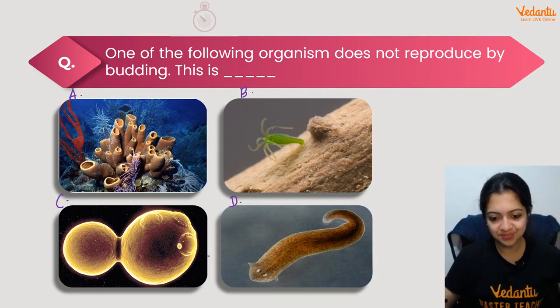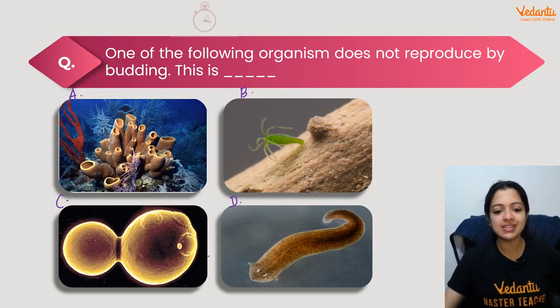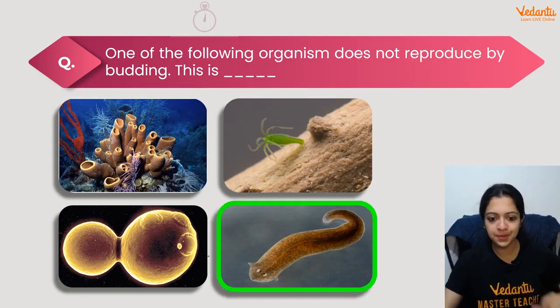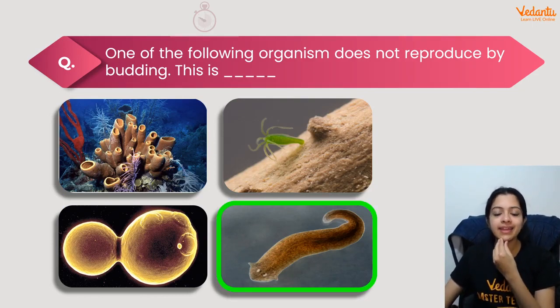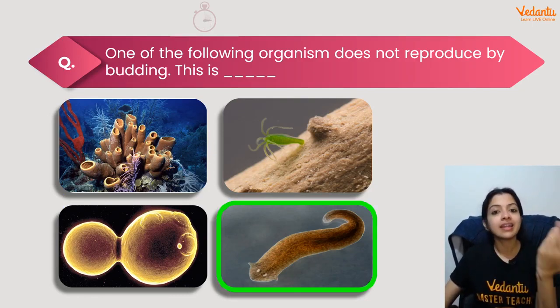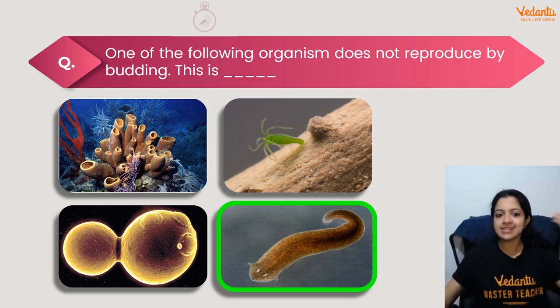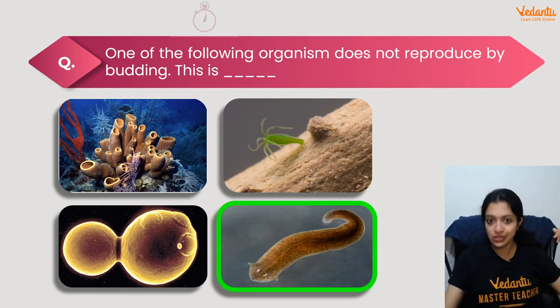Yes, children? Your time is up. Okay. The answer is planaria. D is the answer. Planaria majorly reproduces by regeneration, right? It doesn't undergo budding, but the other three do.